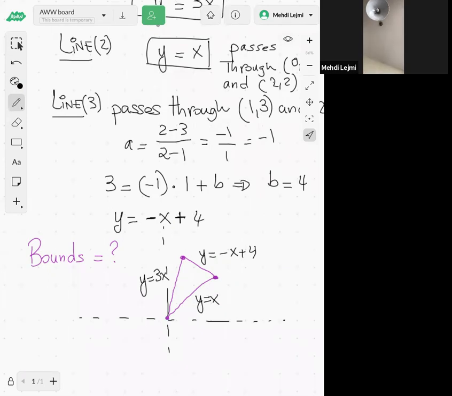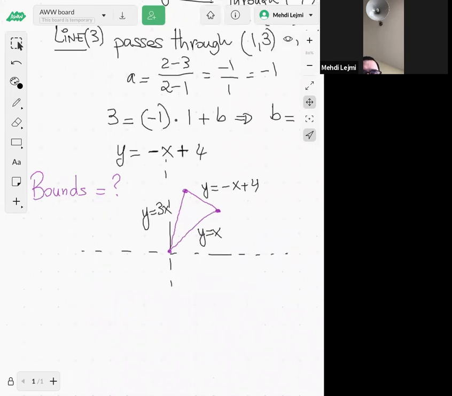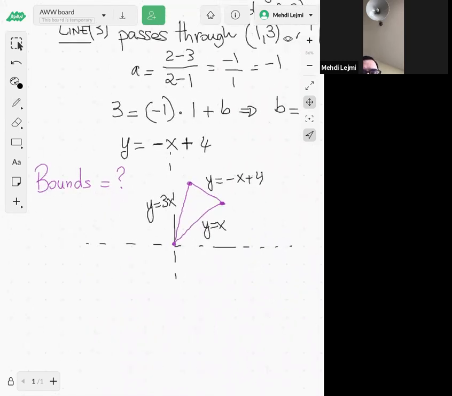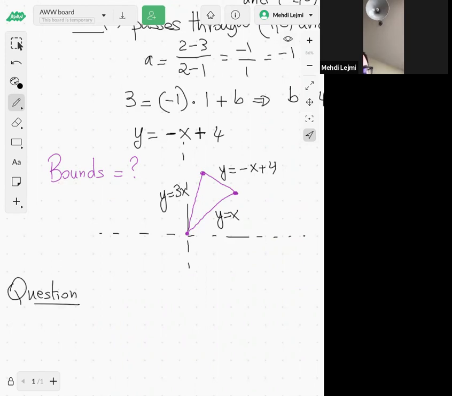Because remember guys, elementary regions, so if you have... so my question here is: is this triangle an elementary region?